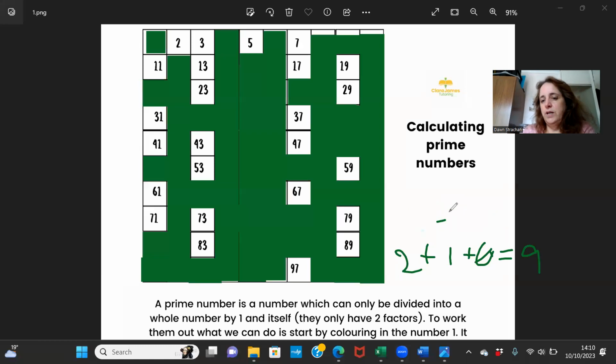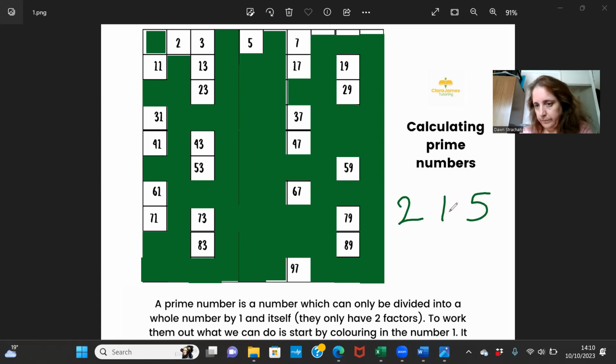Let's try something that's not going to be a multiple of 3. Let's try 215. 2 plus 1 is 3, plus 5 equals 8. So you wouldn't find 215 in the 3 times table. It's just a quick and easy cheat. So if you're not sure whether something is divisible by 3, that's an easy way of finding out.